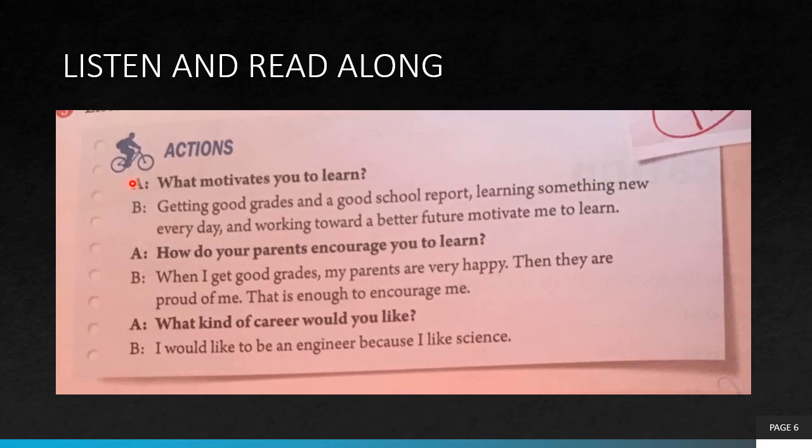Let's begin. A. What motivates you to learn? B. Getting good grades and a good school report. Learning something new every day and working toward a better future motivate me to learn. How do your parents encourage you to learn? When I get good grades, my parents are very happy. Then they are proud of me. That is enough to encourage me. What kind of career would you like? I would like to be an engineer because I like science.